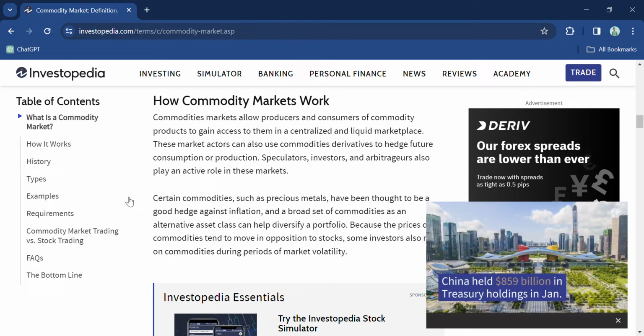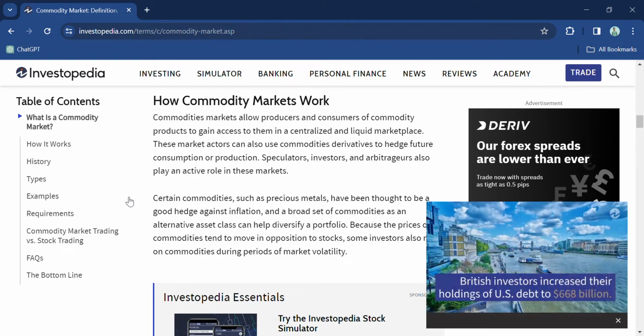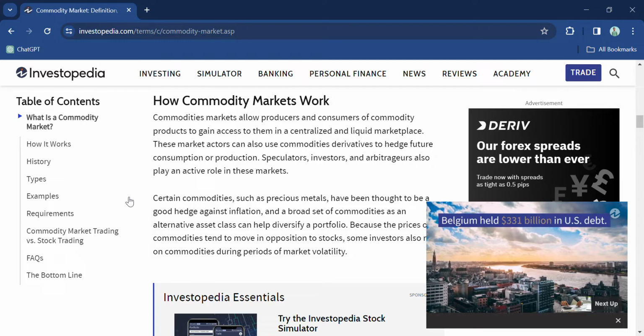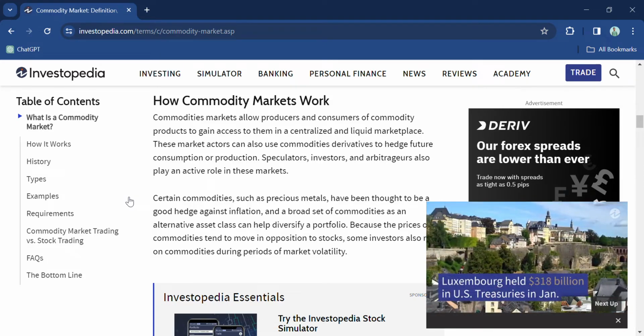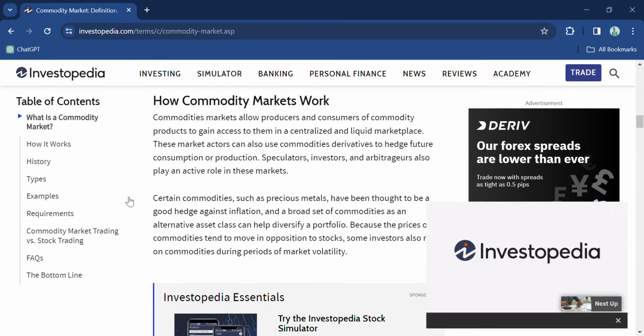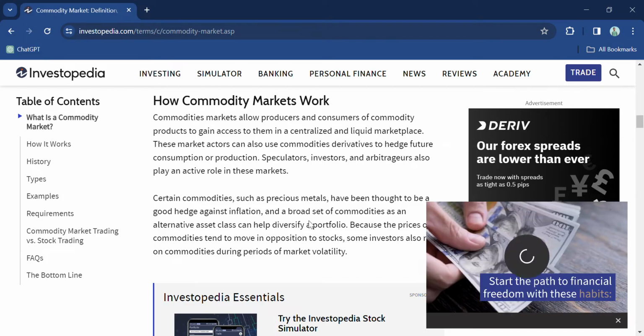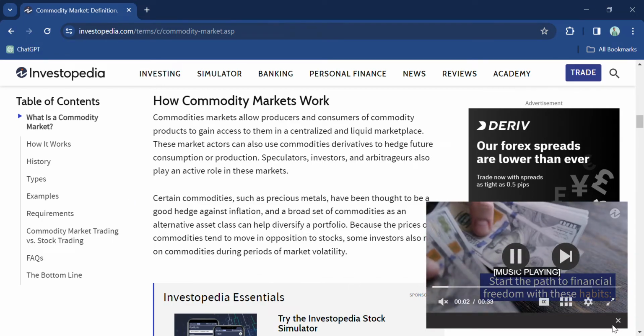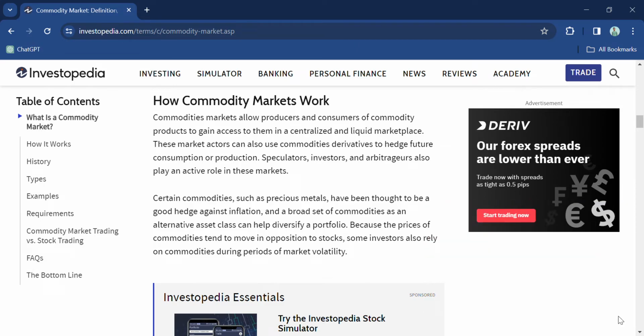Certain commodities, such as precious metals, have been thought to be a good hedge against inflation, and a broad set of commodities as an alternative asset class can help diversify a portfolio, because the prices of commodities tend to move in opposition to stocks. Some investors also rely on commodities during periods of market volatility.